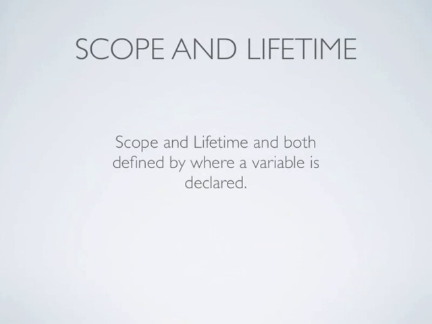Scope and lifetime are both defined based on where we actually declare a variable. So the declaration of the variable is very important, where we actually put that declaration, because it's going to determine what the scope and the lifetime of that variable is going to be. As far as scope goes, there are essentially two different scopes in JavaScript that we'll be concerned with. One of them is called the global scope. The other one is called the local scope.